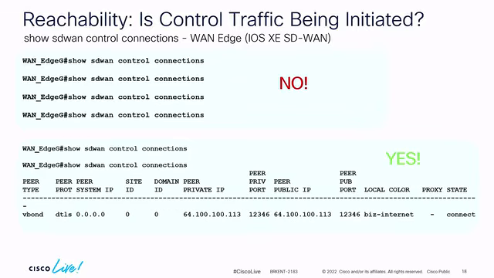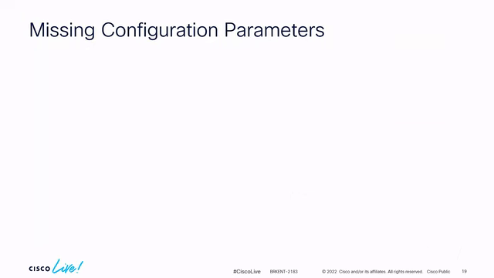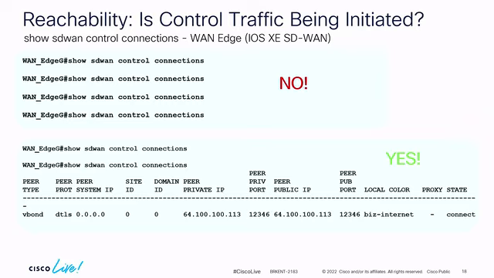If I run the show SD-WAN control connections command and I do see something there, well, I see that I do have some connections at least trying, because I have this one in state connect, so I do know that it is trying. So basically, we have to treat these two things separately, and we troubleshoot them separately.